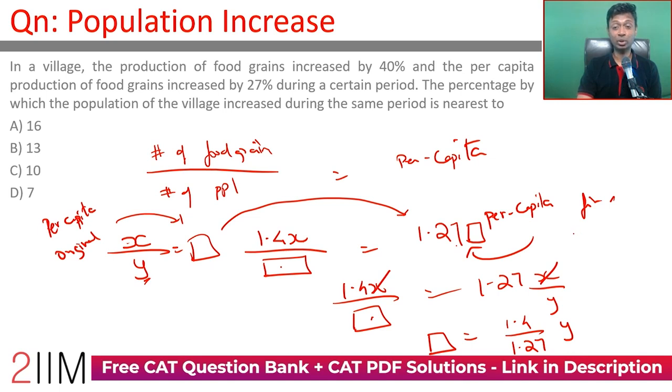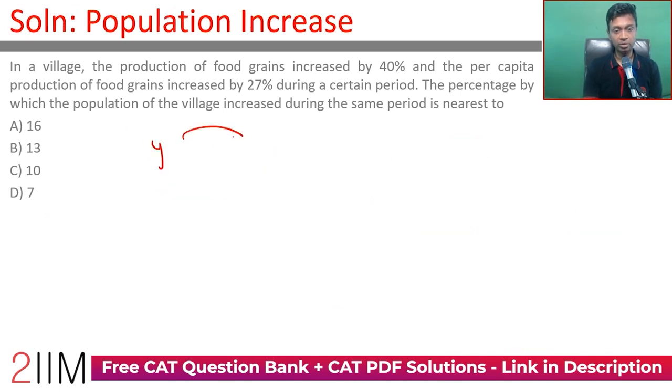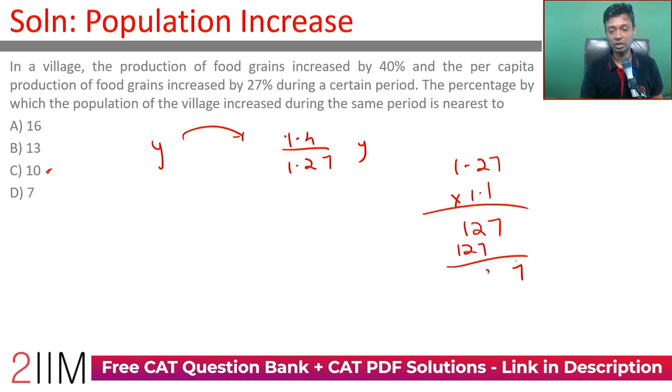The population of the village increased during the same period is nearest to, is what we need to find. So y becomes 1.4 by 1.27 y. What is it closest to? And so this will be around 10% is my guess. So I'm just going to try 1.27 plus 1.13. So it's not 13, it's less than 13%. Let's do 1.27 into 1.1. We'll see where it takes us. 127, 127, 793. This becomes 1.397. It's as close to 1.4 as possible, or 10% increase is what you're looking for.